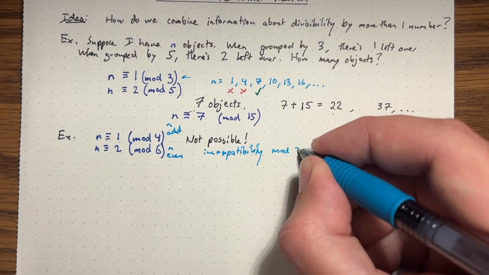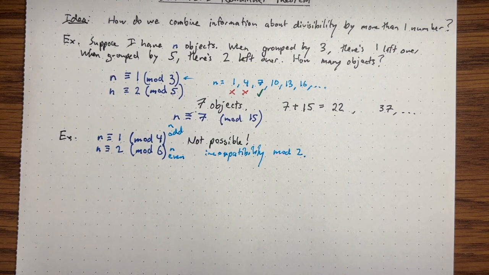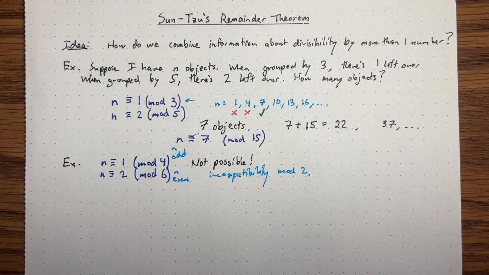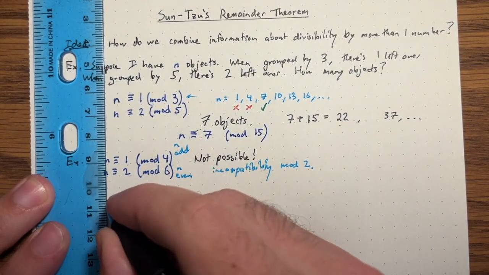Mod 2. So one of these is saying I'm odd, one of them is saying I'm even. So this type of problem is not always possible. And to understand exactly when this type of thing is going to be possible to solve, there's a really nice visual approach to this.